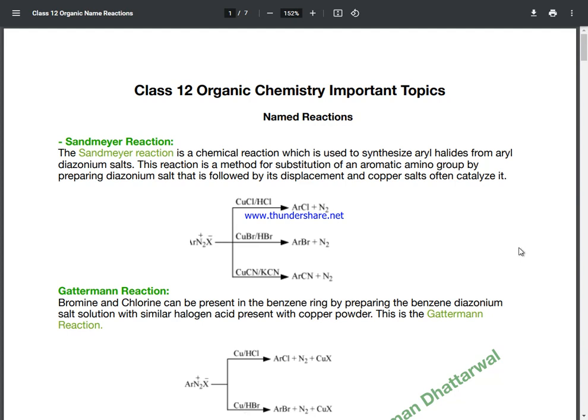Class 12 Organic Chemistry Important Topics. Named reactions. Sandmeyer reaction. The Sandmeyer reaction is a chemical reaction which is used to synthesize aryl halides from aryl diazonium salts. This reaction is a method for substitution of an aromatic amino group by preparing a diazonium salt that is followed by its displacement, and copper salts often catalyze it.